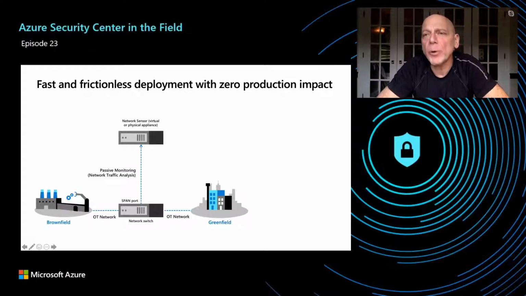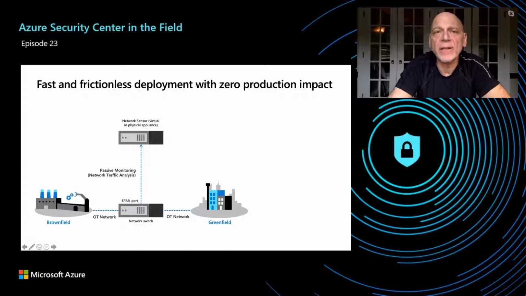This is very important because the people that run the factories are very concerned that you might scan the network or that you might in some way make the network unreliable by injecting traffic. So here you're not injecting anything. The traffic is going only one way out of the switch into this appliance, which is what we call a network sensor. It can be a virtual or physical appliance.